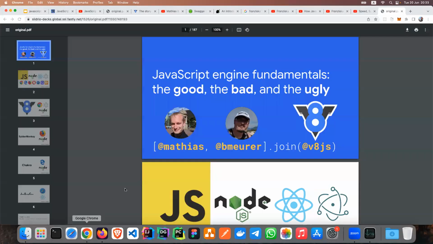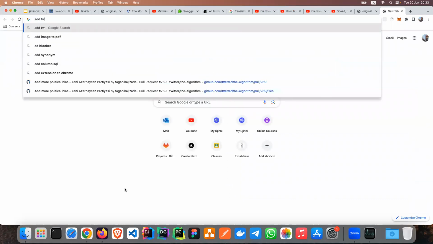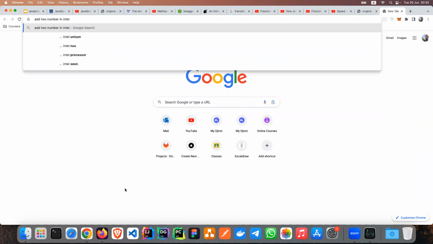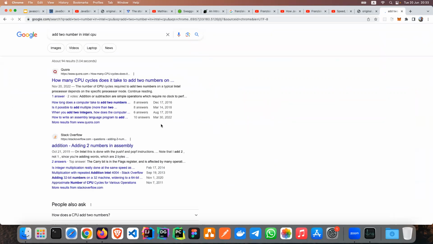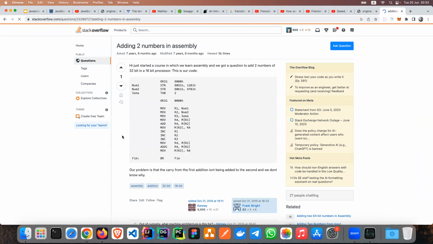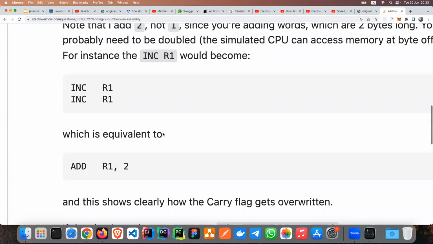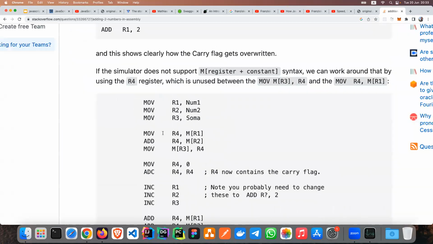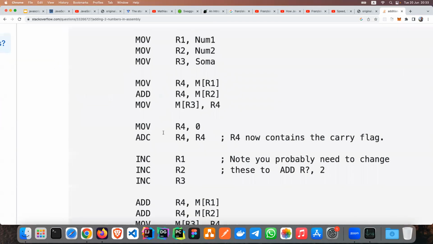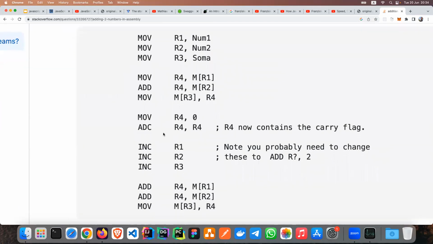Let's say we want to add two numbers in an Intel CPU. Let's see how we can add two numbers on Intel CPUs. I don't exactly know which of these are correct, but in order to add two numbers in the CPU, I need to write all this gibberish. If I make some mistake here, I will have to debug it and research why it happened and where it happened.